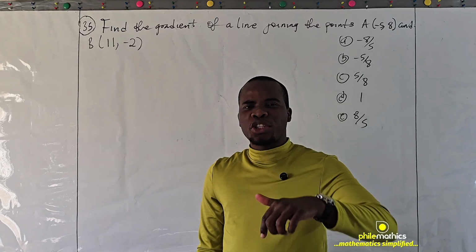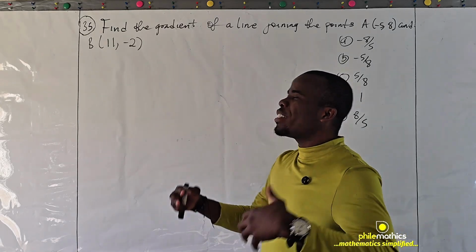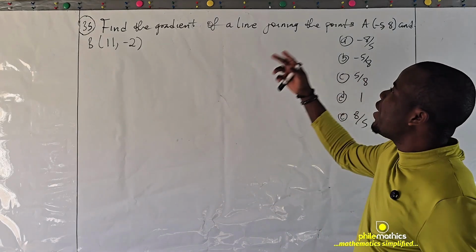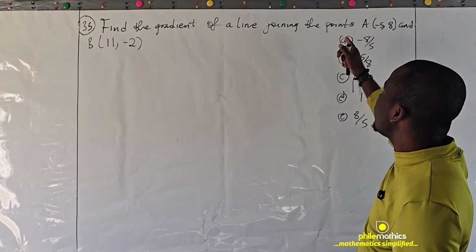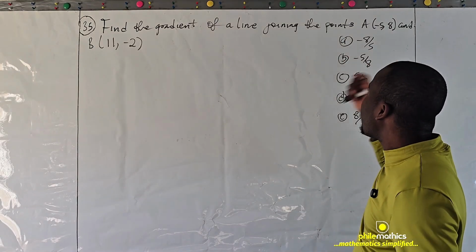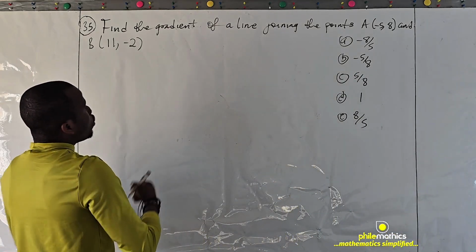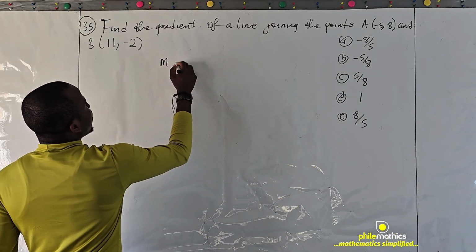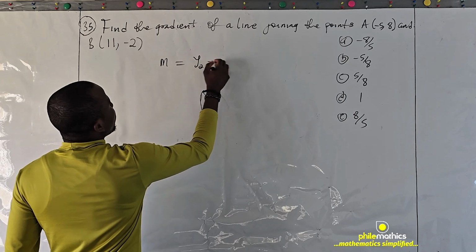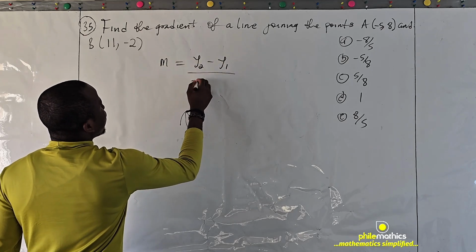The 35th question of NECO 2025 is on gradient. And we are asked to find the gradient of a line joining the points A (-5, 8) and B (11, -2). So you want to recall the formula for gradient: m equals y2 minus y1 over x2 minus x1.